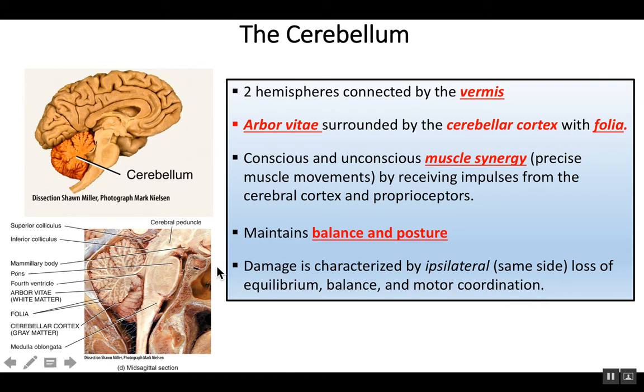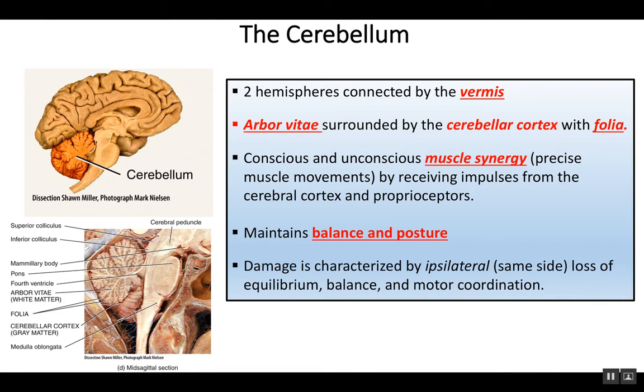Damage to the cerebellum, or even suppression of the cerebellum using alcohol, is characterized by an ipsilateral loss of equilibrium, balance, or motor coordination. Now, ipsilateral means same side. Many functions of the brain act contralaterally. So when we get to the cerebrum, we're going to learn that the right side of your cerebrum controls the left side of the body. Therefore, it's a contralateral function. The cerebellum works ipsilaterally, so it controls the same side.